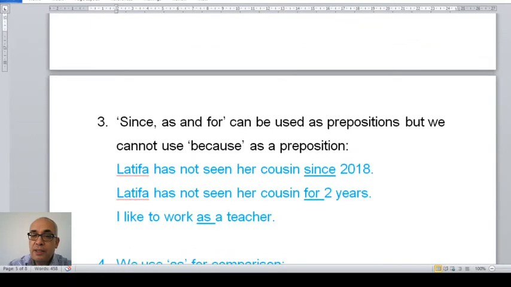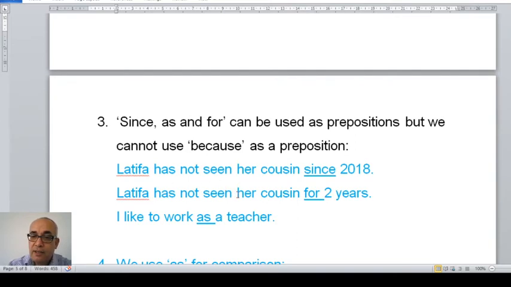Number 3, since, as, and for can be used as prepositions, but we cannot use because as a preposition. So this is something different between because and since, as, and for. So Latifa hasn't seen her cousin since 2018. So since is a preposition here. Why is it a preposition? Because we have a noun after it. 2018 is like the name of a year, so it's like a noun.